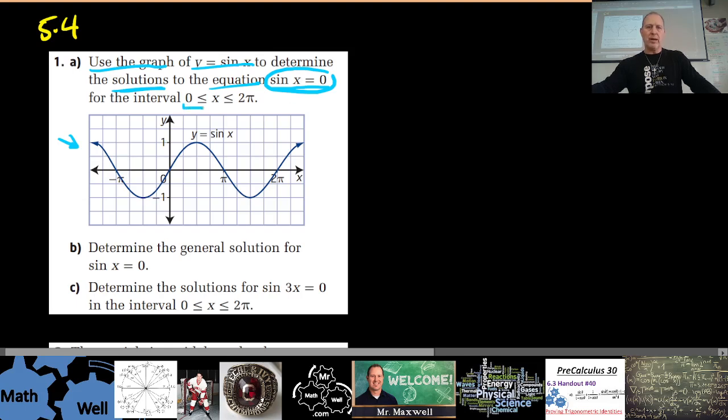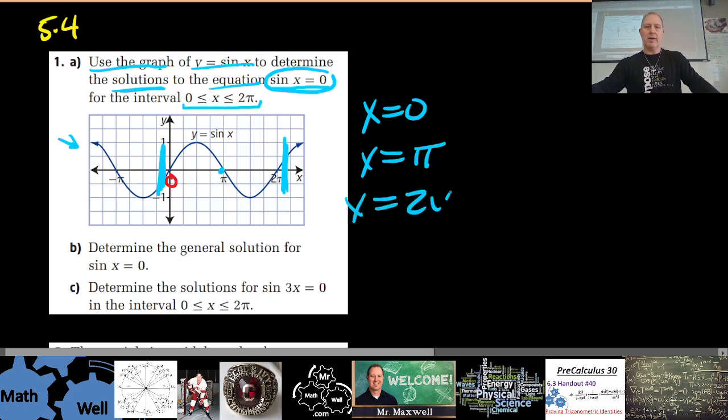We want to spot where the domain is restricted, and that is from 0 including 0, so to the right of this line, and 2 pi, just to the left of this line. So I'm looking and I'm seeing x equals 0 is 1. X equals pi is another one. That's an intercept right there. And x equals 2 pi. Pretty easy, right? Those are the x-intercepts. Therefore, those are the solutions to that equation, sine x equals 0.